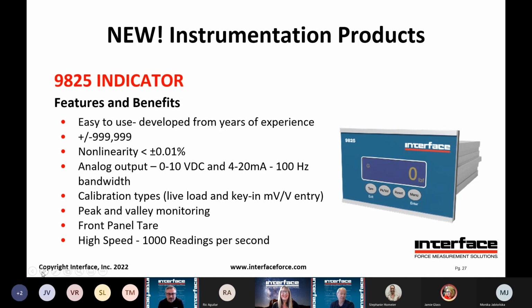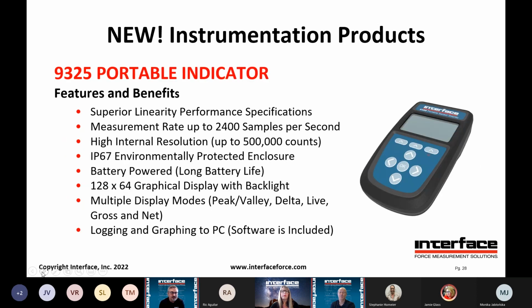It's a 6-digit bipolar, good nonlinearity. It's got analog output as standard. The analog output has 100 hertz bandwidth, has 1,000 samples per second, has peak valley monitoring, has digital output as standard. It's got some remote functionality. You can do a remote tare or peak reset via digital input. So a nice little meter, panel mount. We also have various enclosures and things that these can be mounted into. Next slide, please.